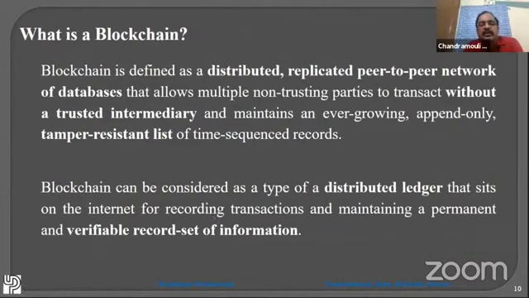Simply put, blockchain can be considered a distributed ledger that sits over the internet for recording all the transactions. And all the transactions can also be a verifiable record set of information.